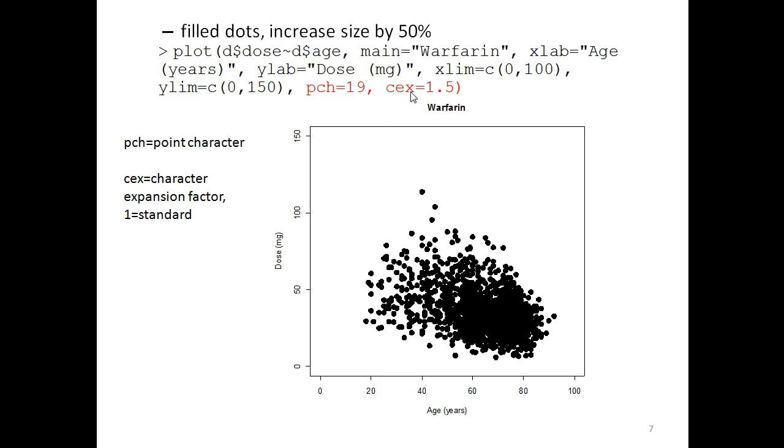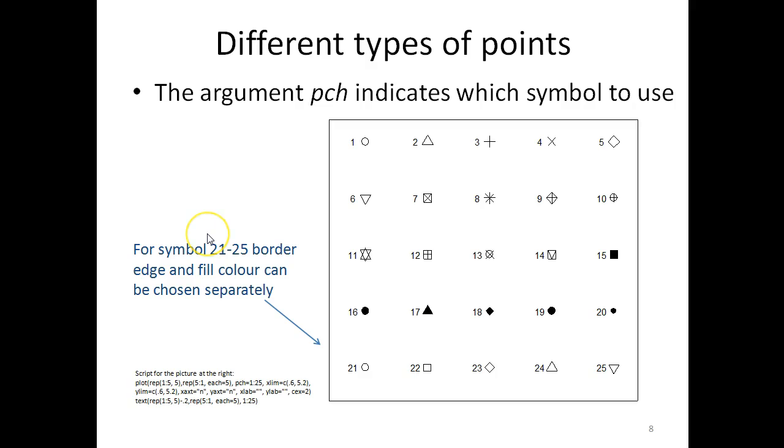cex is short for character expansion factor, and the default value is 1. And by choosing 1.5 we get points that are 50% larger than the default value. It's not easy to see, but they are somewhat larger. And here are the different point characters that you have access to. Now there is 25 of them, and the default one is number 1, a circle.